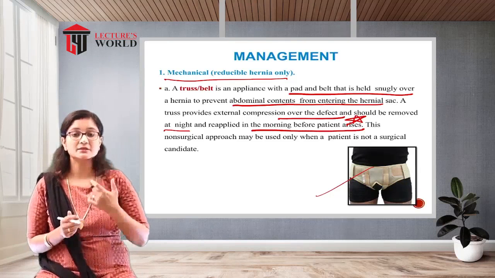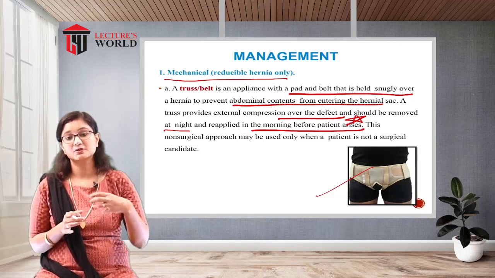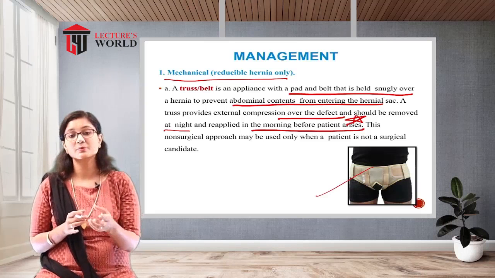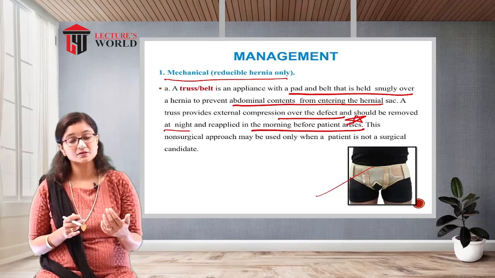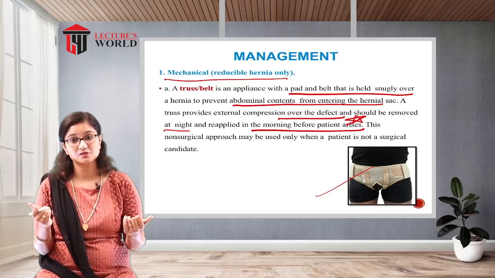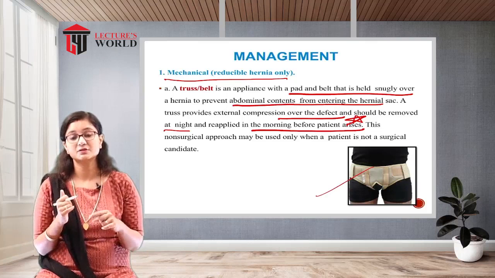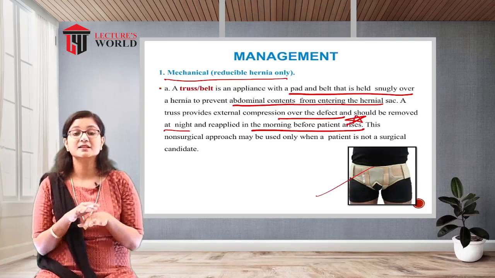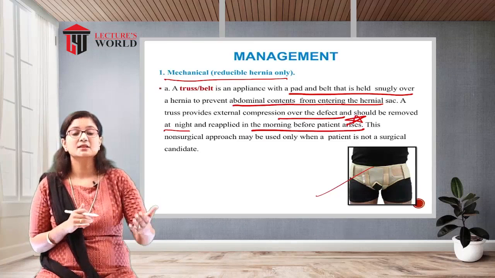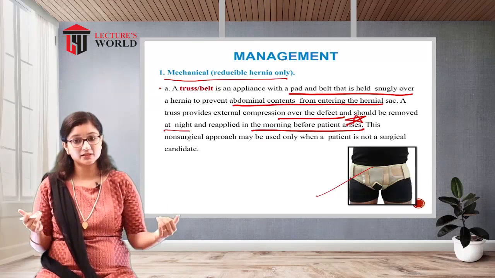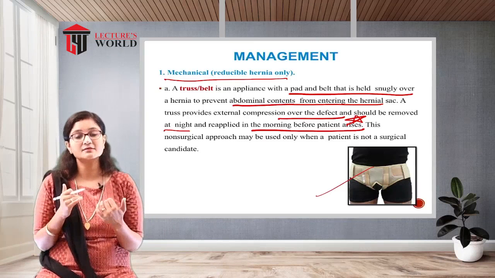Now what you mean by this is that, as I told you, the bulging of the hernia is prominent when the patient is standing, right? And it disappears when the patient is lying down in the supine position. So we should tell the patient to apply this belt while he is lying on the bed. Before getting up out of the bed, he has to first, in the supine position itself, apply the belt so that the organ is already inside.